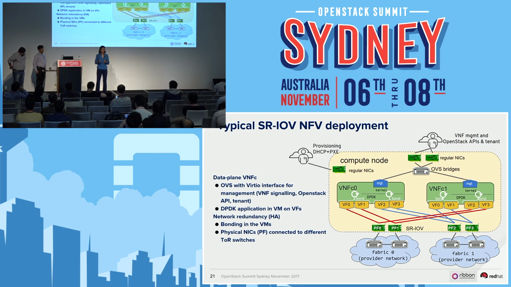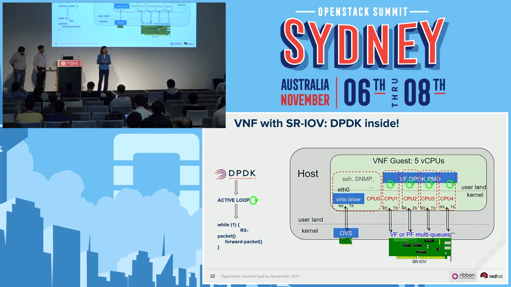With DPDK you have a very active loop. That means your DPDK process is running at 100%, tying up the CPU. Every packet that comes in is being shipped out. This is an example with 5 vCPUs for the guest. You can see that we have one interface tied to OVS, and this interface is just doing SNMP or other control plane signaling for the VNF. The rest of them are going SRIOV.